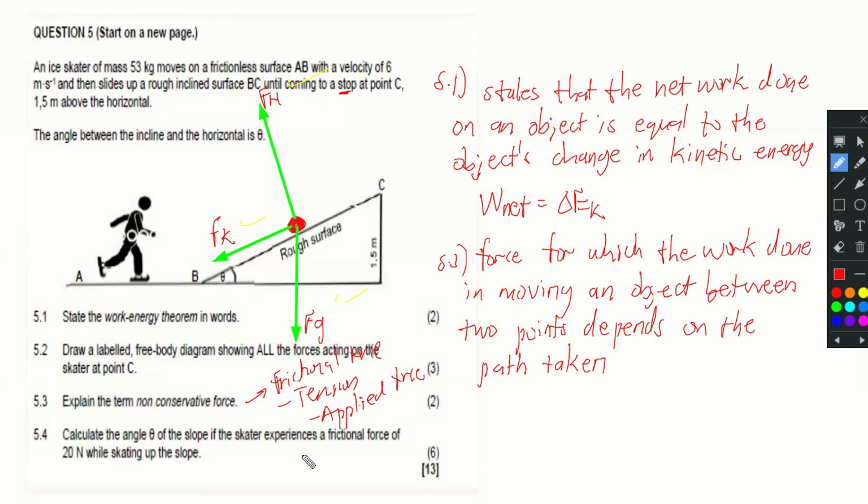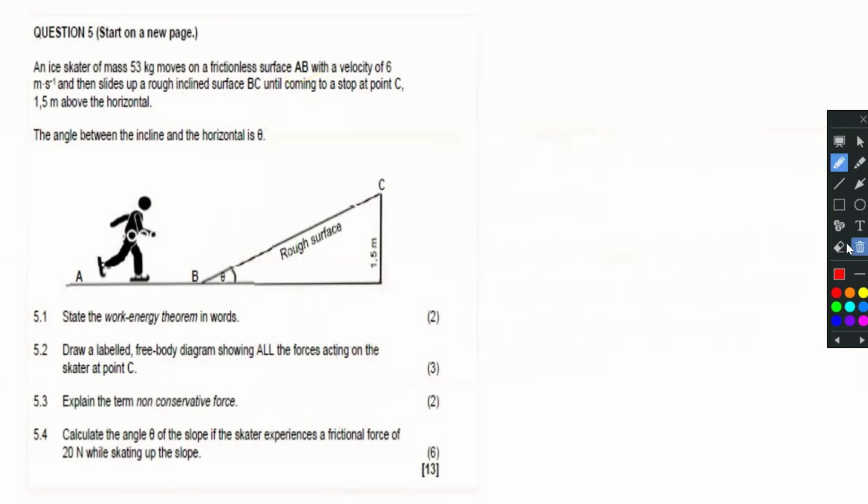Okay, now 5.4, we have: calculate the angle theta of the slope if the skater experiences a frictional force of 20 Newton while skating up the slope. Right. Now, at this point, we can see that we have already collected how many marks? 2 plus 3 plus 2. That's already 7 marks out of 13. Right. So that's a decent mark. So that means right now when we are practicing, we are only dealing with having to master these questions here, right? But then you already know that the other ones, you already have them in the bag, right?